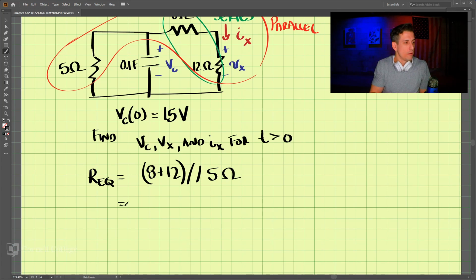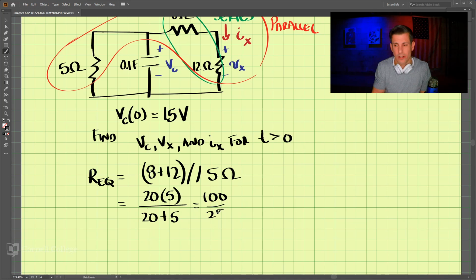So that is equal to 20 times 5 divided by 20 plus 5. So that is 100 divided by 25. And so the equivalent resistance here is equal to 4 ohms.